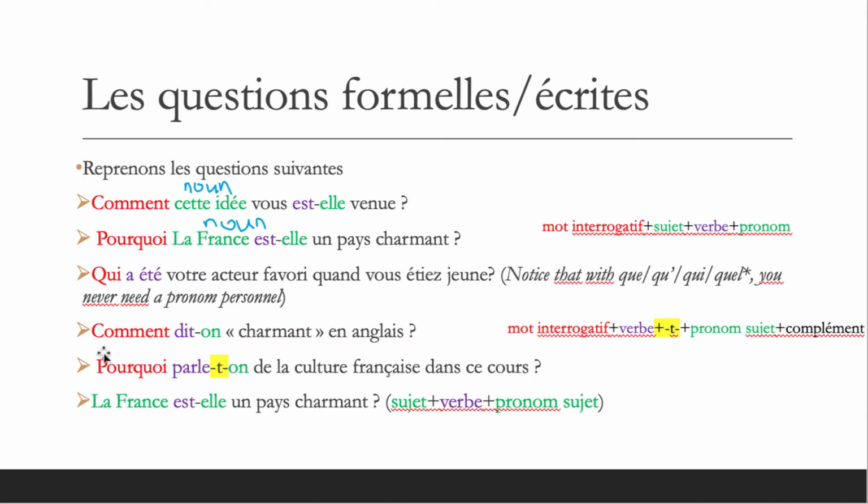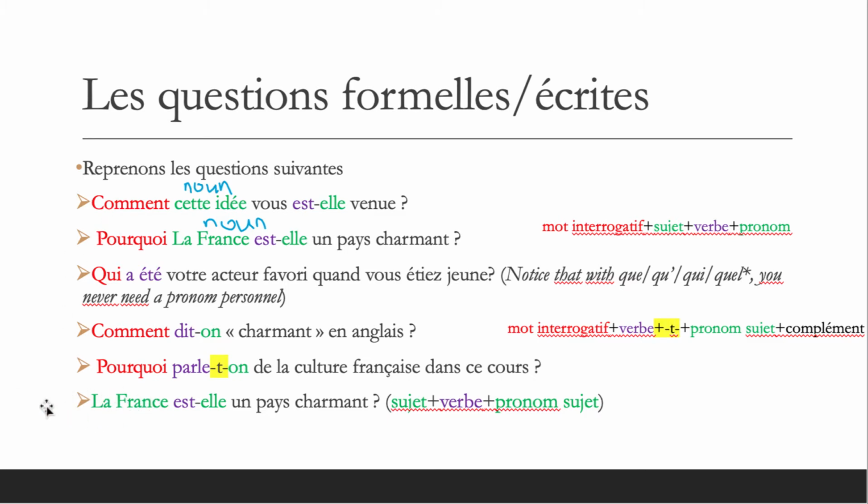So again, we have our mot interrogatif, the verb, followed by the T, followed by your pronoun, and the rest of the sentence. So to reiterate, the reason why we do not need here the sujet, right, or the noun, is because it's already pretty evident what we're talking about, all right? So we're just asking how do we say something in English, or why do we talk about the French culture in this course, okay?